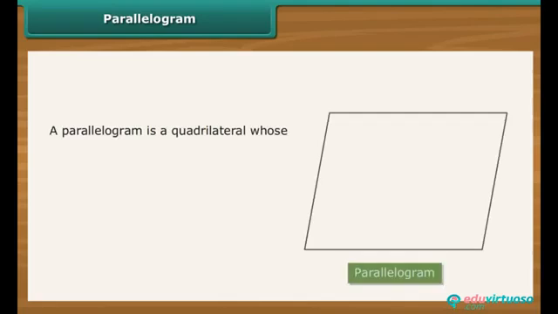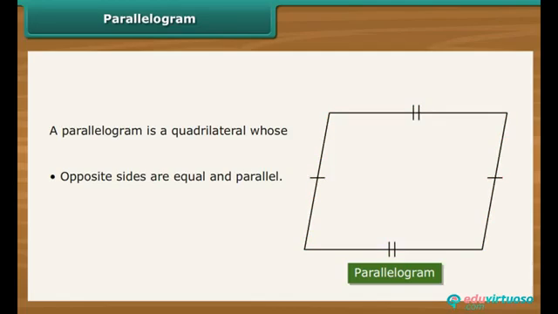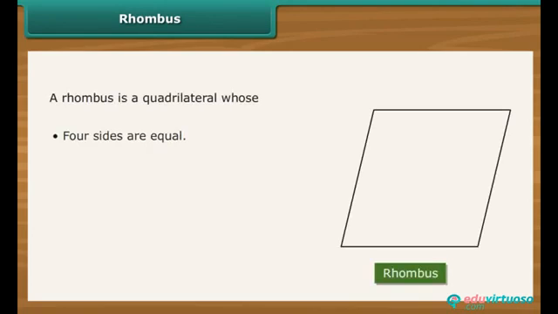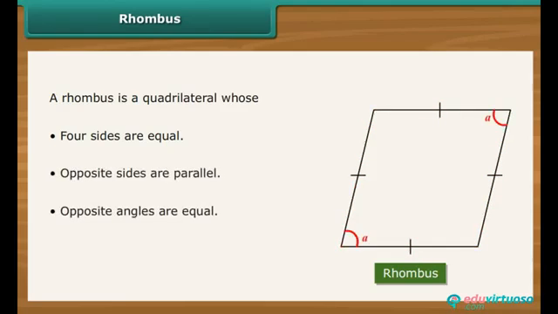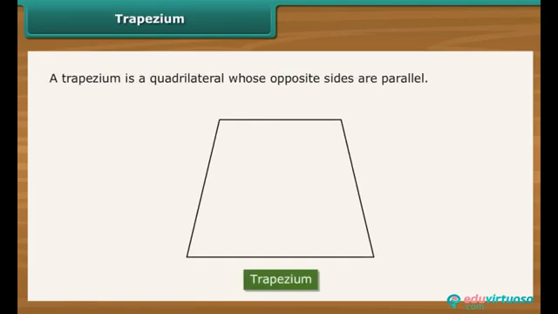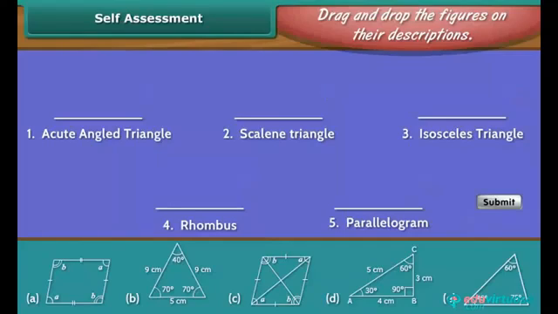Parallelogram. A parallelogram is a quadrilateral whose opposite sides are equal and parallel, whose opposite angles are equal. Rhombus. A rhombus is a quadrilateral whose four sides are equal, opposite sides are parallel, opposite angles are equal, diagonals are perpendicular to each other. Trapezium. A trapezium is a quadrilateral whose opposite sides are parallel. Self-assessment. Let us know how much you have learned. Drag and drop the figures on their descriptions.